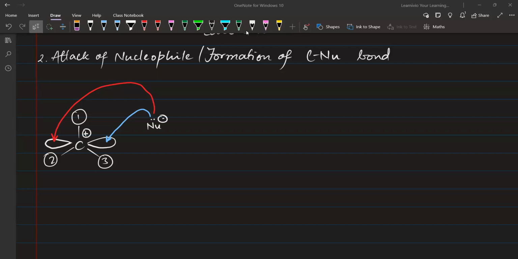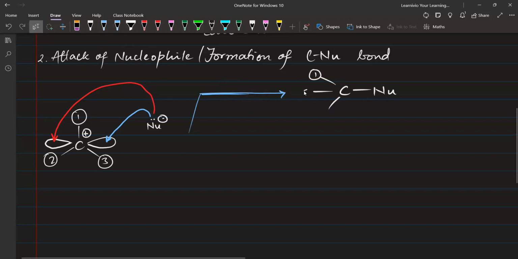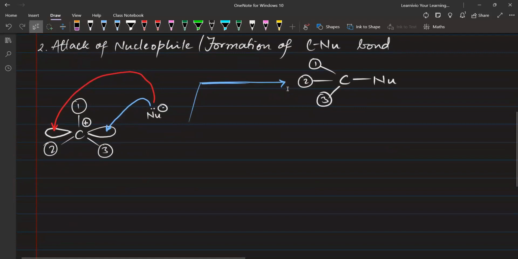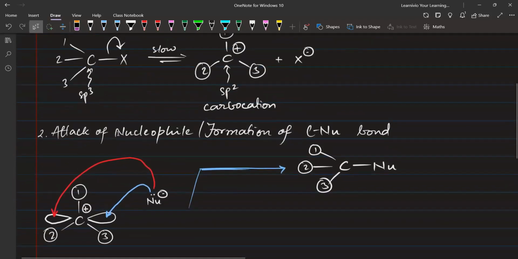Yes, sir. Right. Now, when the attack happens from the blue pathway, we will get something like this. The carbon atom, the nucleophile will be added here, and here you will have the same configuration 1, 2, and 3 as the reactant. Does it make sense? Because the nucleophile is attacking on the front where the halogen was placed.